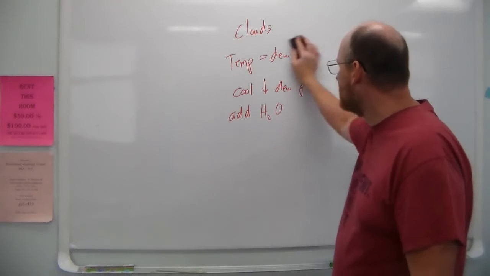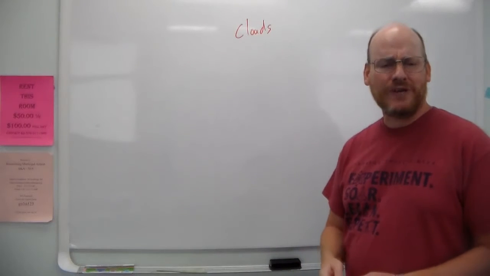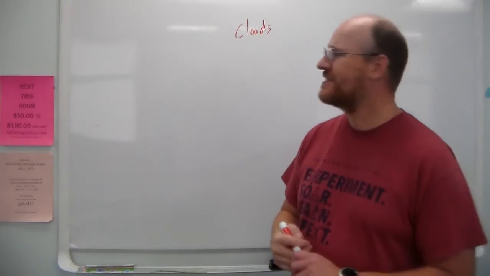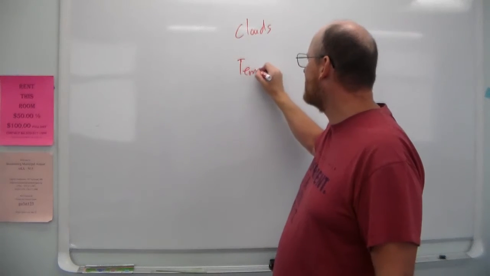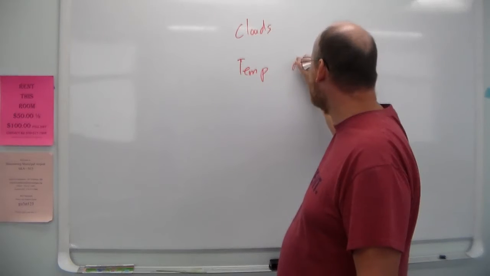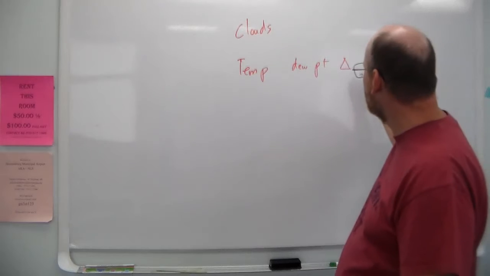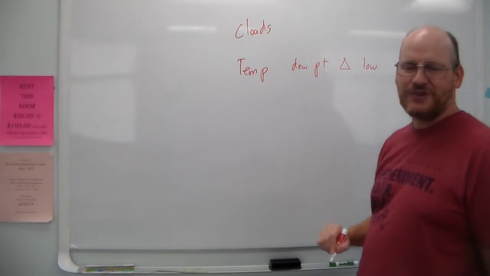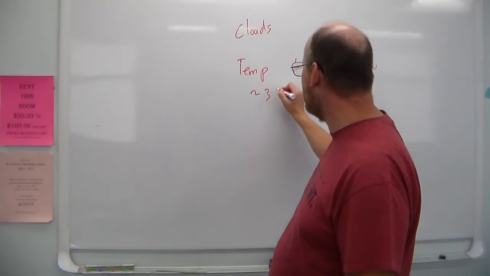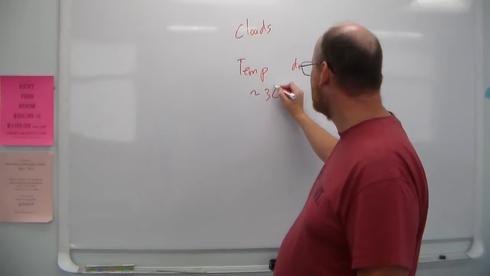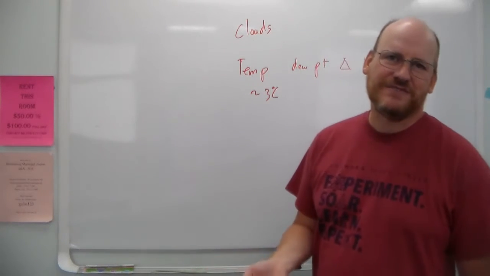So, as a pilot, when I talk about clouds, I particularly worry about low clouds. How do I get low clouds? If the temp-dew point difference is low, I get low clouds. If this is about 3 Celsius or less, I'm probably going to have low clouds.